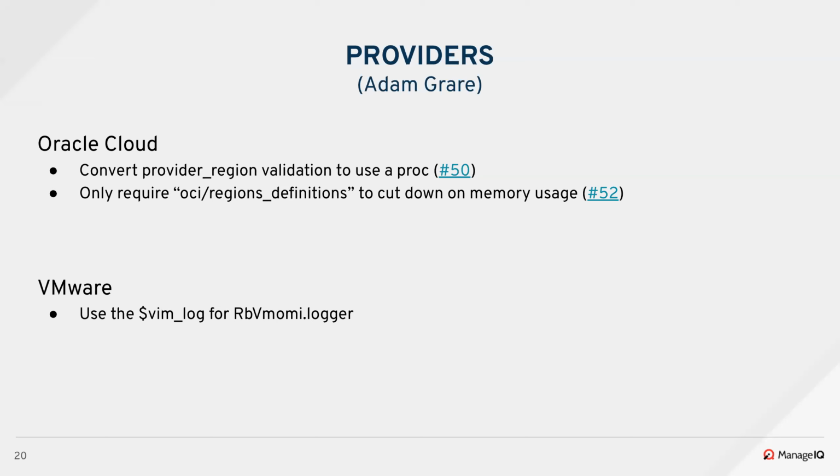And for VMware, we use the Vim log to be able to set the RBVMOMI logger so that if you have debug enabled, you can see the SOAP traffic if you're looking to debug any communications issues between the provider and the VC. Finally, I think that's it.